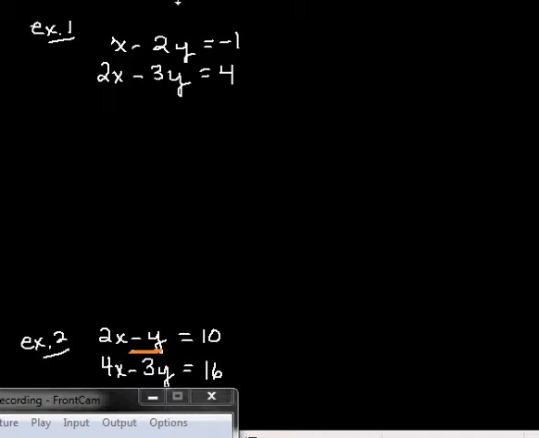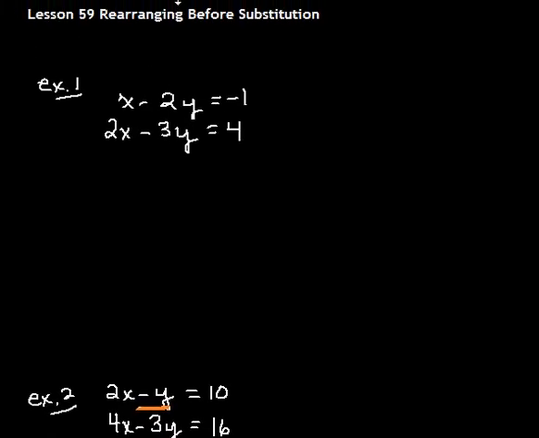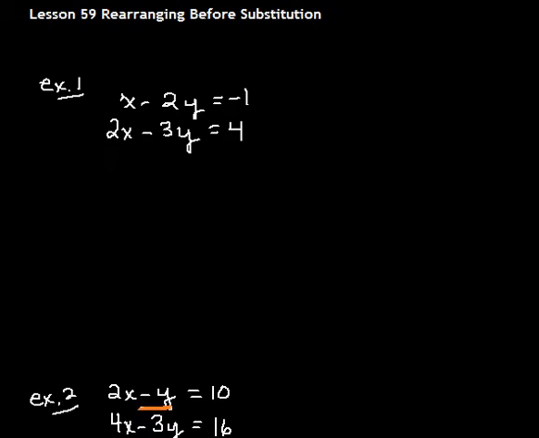Okay, we're going to do lesson 59, rearranging before substitution. We've done solving systems of two linear equations by substitution before. There's only one extra step to this, which is that we have to rearrange. For some reason, this has been the hardest lesson of 2012-2013. I'm not sure why, but I'm doing a video just in case anyone wants some more help on this.